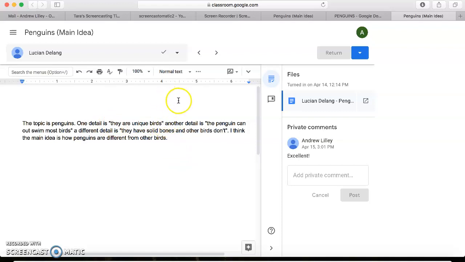Another detail is the penguin can outswim most birds. I think we are pretty certain that most birds don't swim at all. I know some do, but the penguin can outswim most birds. Does that back up how they're different from other birds? I think it does. I think the words "they are unique birds" back up that they are different from other birds as well. Sorry about that. They have solid bones and other birds don't. I think that supports that main idea as well.